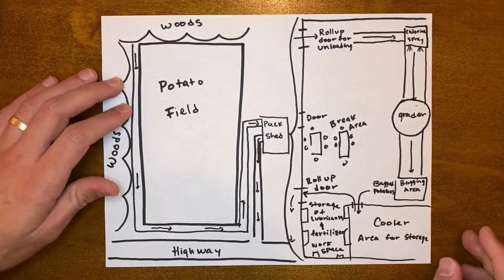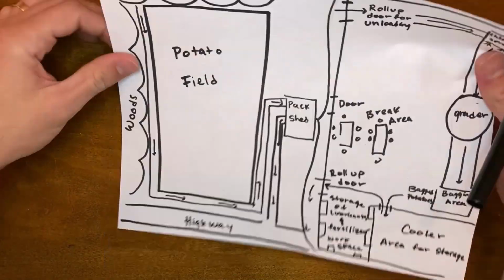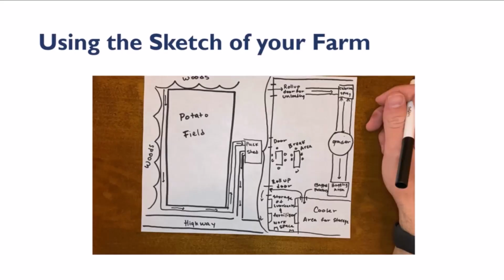Now that your sketch is done, use it to answer 3 primary questions. What are the potential hazards at each stage? Remember, these are the biological, chemical, and physical hazards. What are the ways these hazards are introduced or spread at each stage? And lastly, what practices can be implemented at each stage to minimize the hazards?